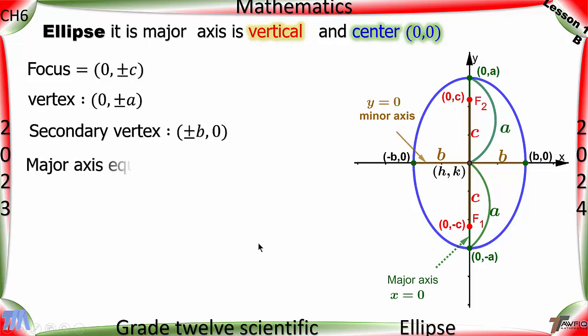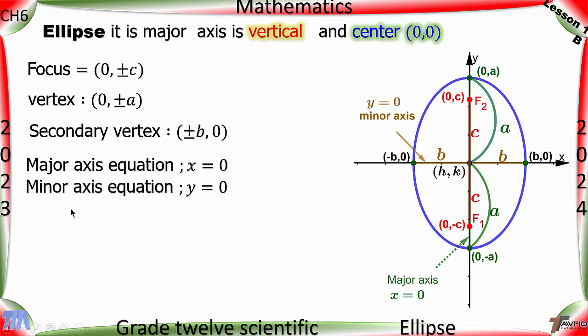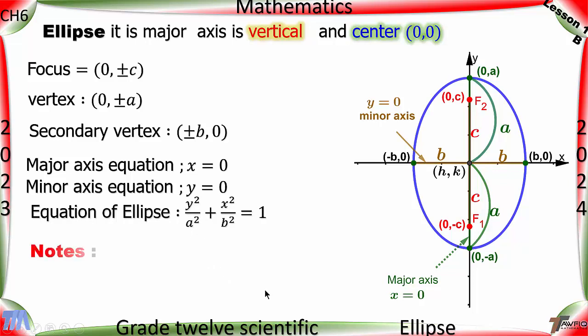The equation of the major axis is x equals 0, and the equation of the minor axis is y equals 0. The equation of the ellipse is y squared over a squared plus x squared over b squared equals 1. Here, the bigger number is under the y squared.